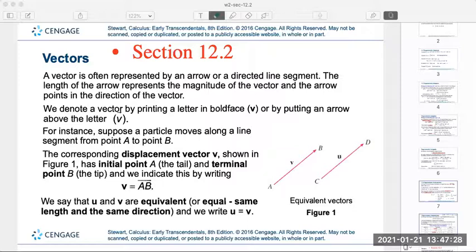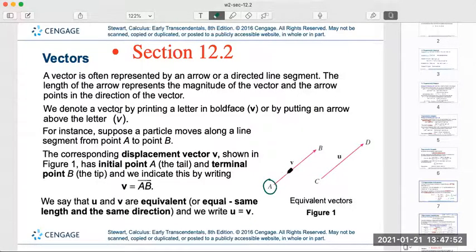Sometimes you need to review yourself and make everything clear. Today, section 12.2, we will study vectors in three-dimensional space. So in three-dimensional space, a vector is denoted like this.